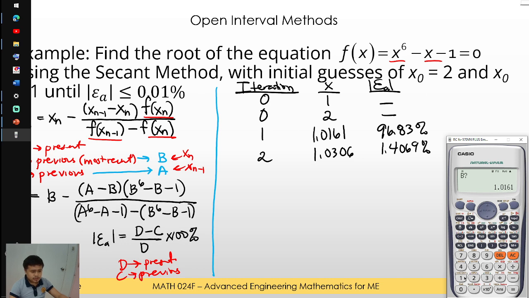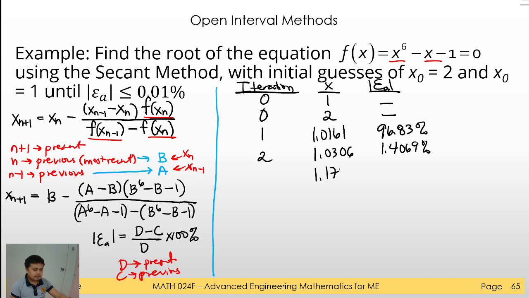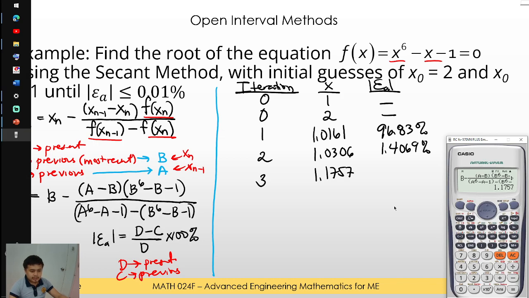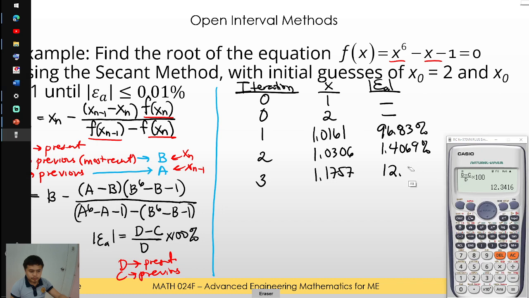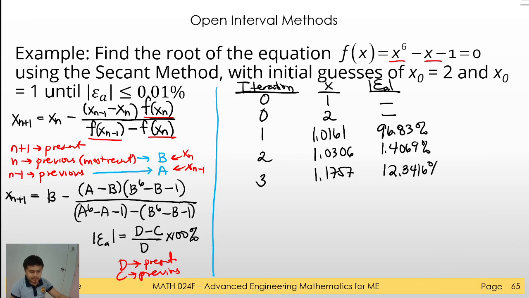Okay, the most recent previous 1.0306 and then 1.0161. So 1.1757. And then for the approximate error, calc again: 1.1757, 1.0306. So 12.34%. It got higher, but it's okay, so don't worry about that.